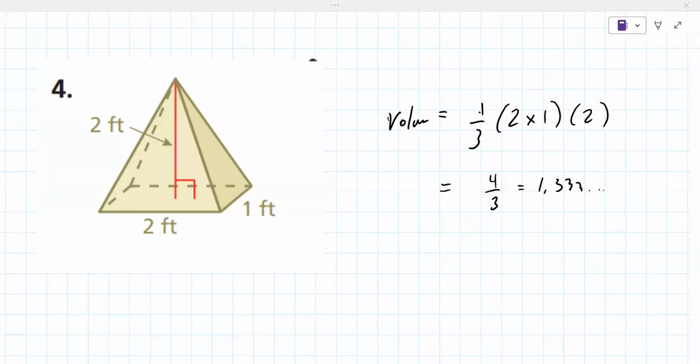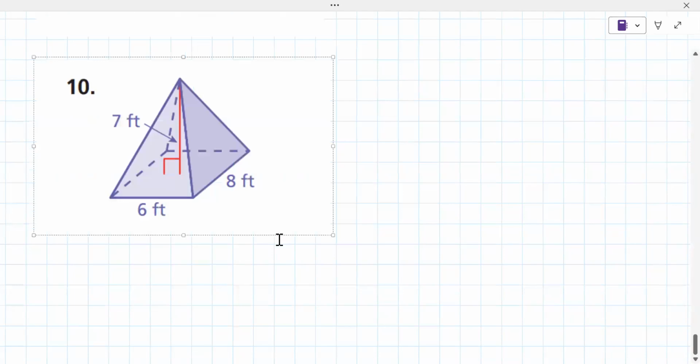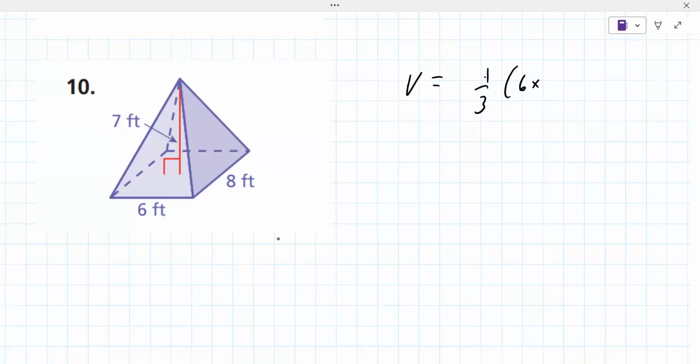Okay, let's have you try one more and then we'll move to a related type of problem. Go ahead and find the volume of this, please. 112. So 1/3 times 6 times 8 times 7. Is that what you have? Yeah. All right, and so 112.